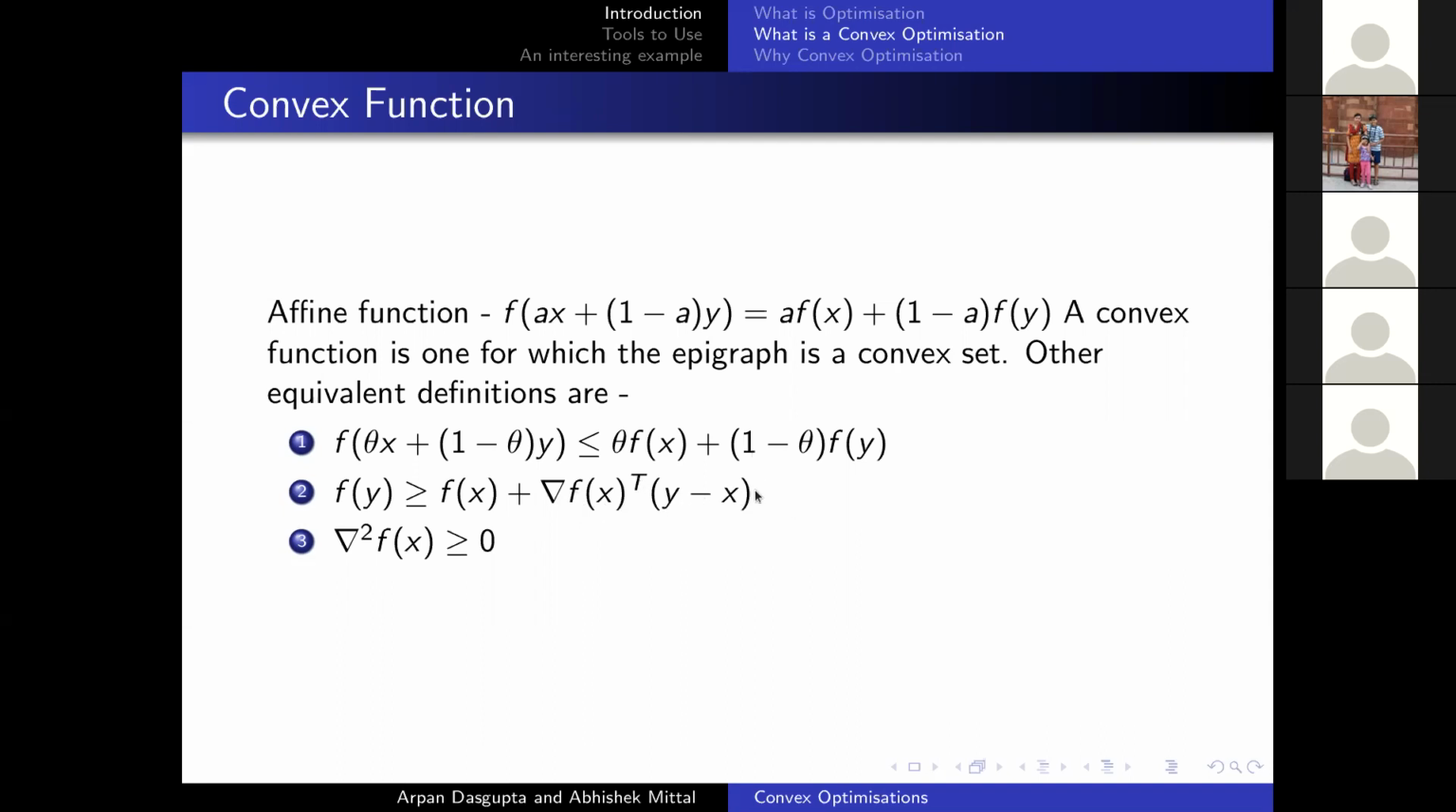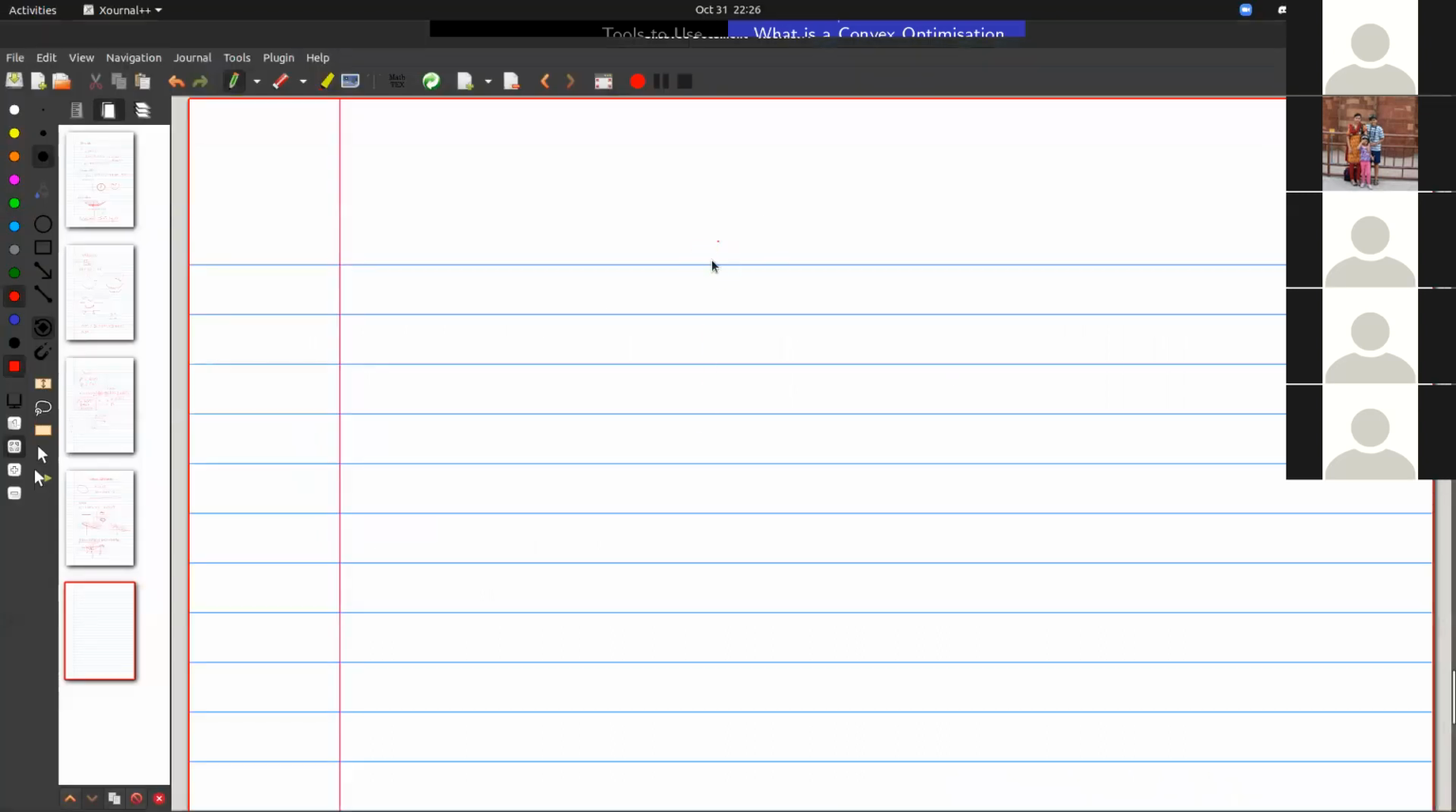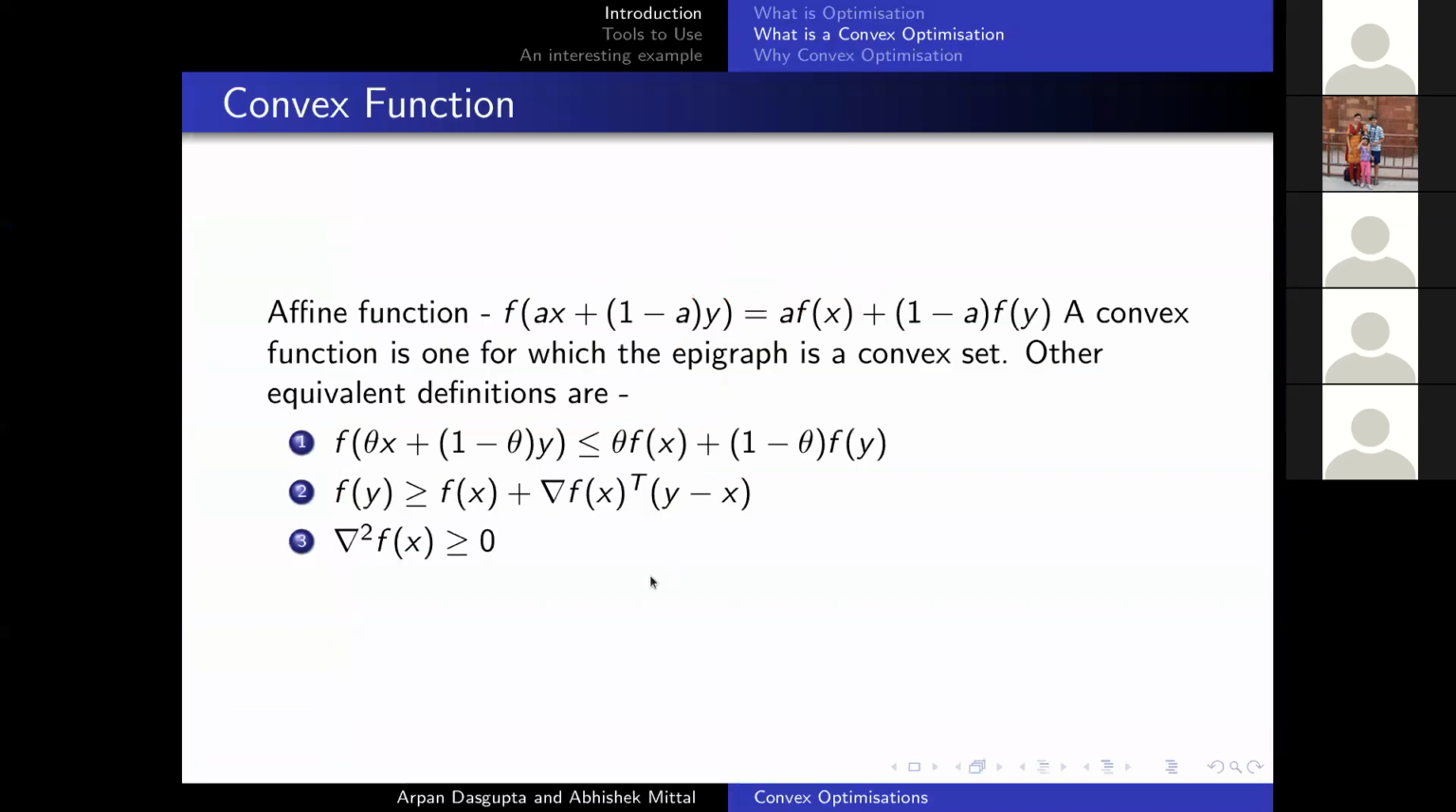Now, what this means is that the first order approximation is always an underestimator of the function f. That is, if I draw a function like this, the tangent at any point would lie below the function. So I'll not go too deep into this.